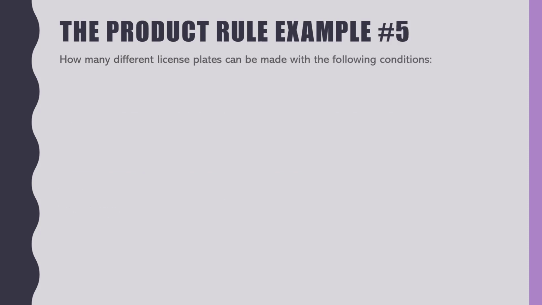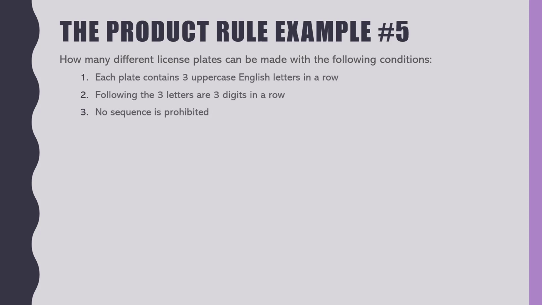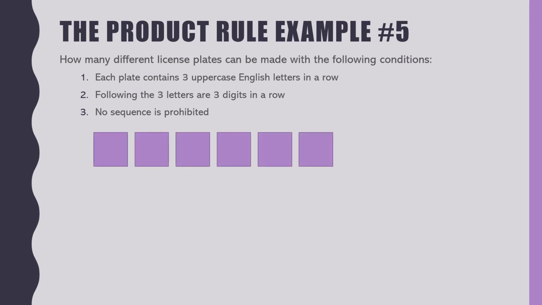How about this one? How many different license plates can be made with the following conditions? Each plate has 3 uppercase English letters in a row, so AAA or something like that. Following the 3 letters, there are 3 digits in a row, so AAA 1, 2, 3 or something like that. And then there's no prohibited sequence. So how many possible license plates can be made? That's the question. So how do we approach this task here? I revealed that too soon. I'll leave that on the board. How do we approach this?